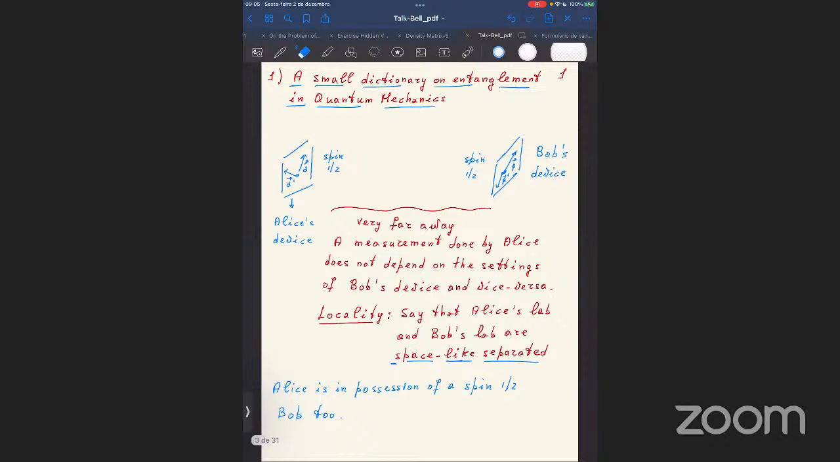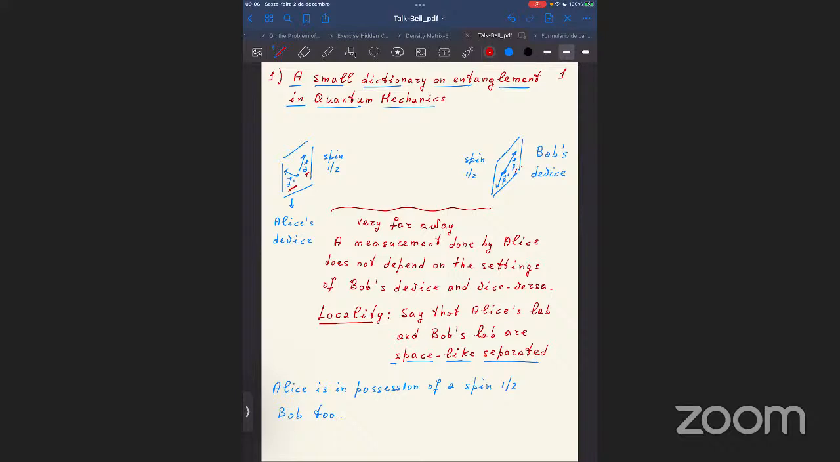Okay. So I have tried to make a very simple presentation, starting from quantum mechanics, just to give a general overview of what is going on in quantum field theory. So as all of you know very well, we have Alice and Bob. Alice has a spin 1/2, and Bob too. Alice is measuring the spin along two directions, alpha and alpha prime. And Bob also is measuring his spin along two directions, beta and beta prime.